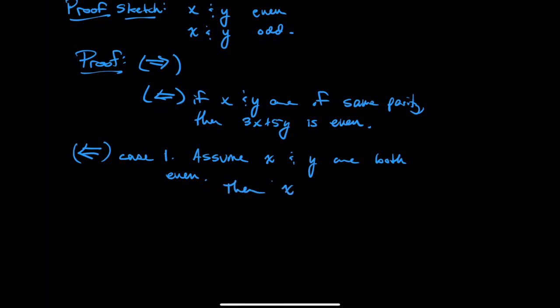And so what that means is x is equal to 2 times n, y is equal to 2 times m for integers n and m.